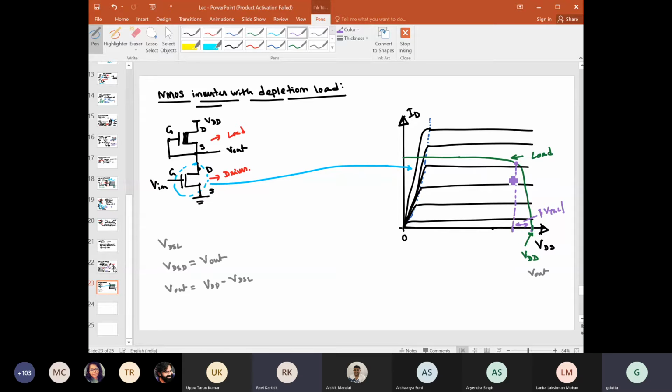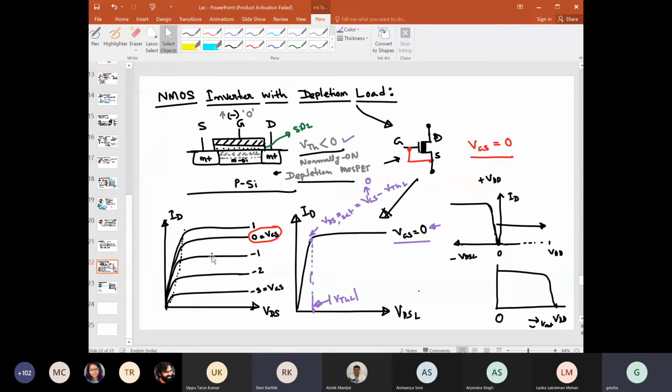Sir, in the previous slide, in the depletion load, we are shorting G and S, right? Yeah, so VGS will always be 0. That's why we have chosen only this plot, out of so many plots. And we are considering VGS equal to 0. So this point, the transition point between triode and saturation region, is nothing but the mod of VTHL.